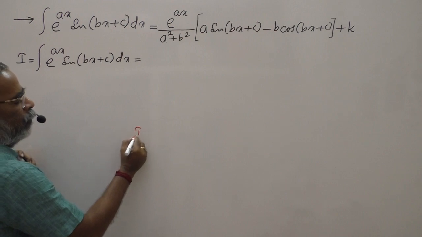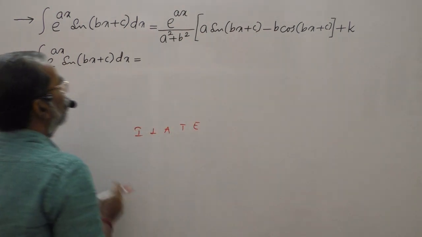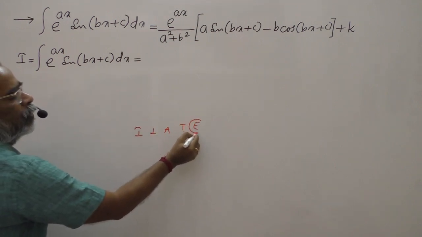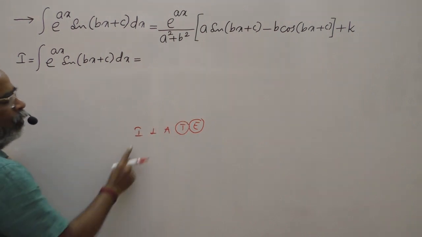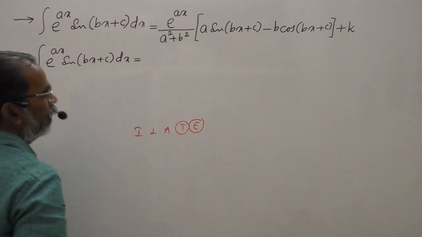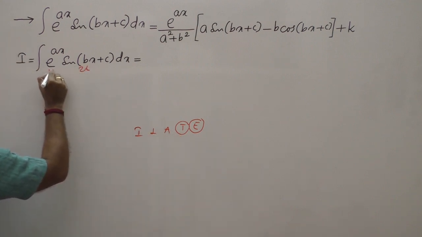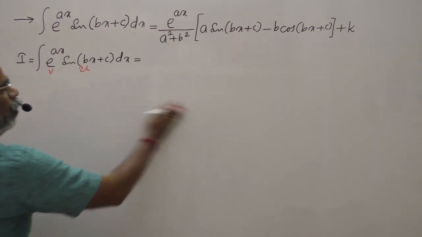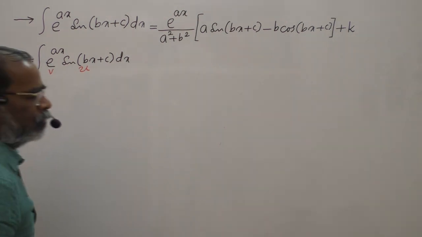See, using the phrase ILATE. So what is this? E power ax is an exponential function. This is a trigonometric function. Which one is coming first? The trigonometric function is coming first. Therefore this is the first function, and the remaining is the second function. Yes. Now I will apply integration by parts for this.